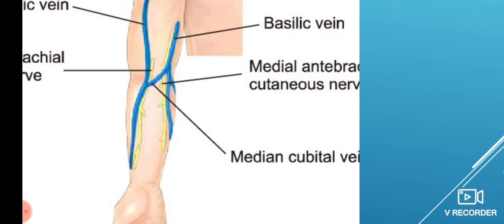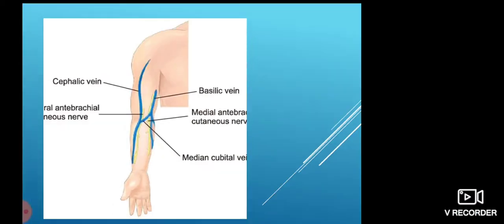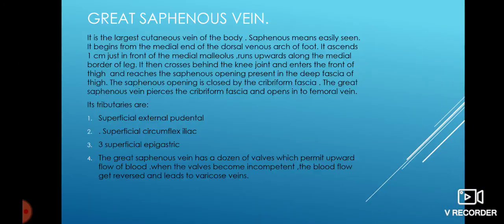So this vein is anchored there below. It is anchored to the deep veins in the cubital fossa. That's why it does not slip out while the needle is introduced into it. So this is the most preferred vein for doing clinical procedures.